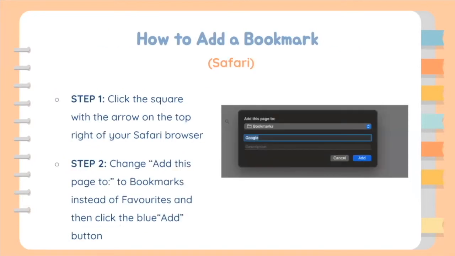Now for Safari. Safari is a little bit different because it's only powered by Apple products, so it's different compared to Google Chrome. The first thing is to click the square with the arrow that I mentioned before on the top right of your Safari browser. You have to choose to add this page to bookmarks instead of favorites, and then click the blue add button to add your bookmark. You can also add a description if you'd like. In this example, I'm just using Google, and you can add whatever you like to describe the bookmark.